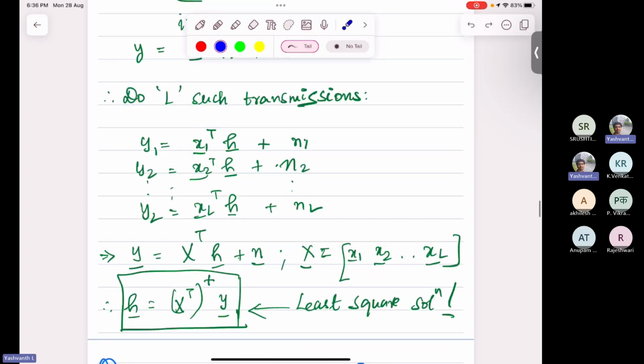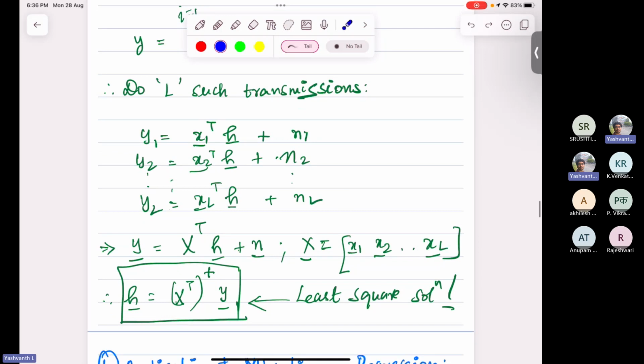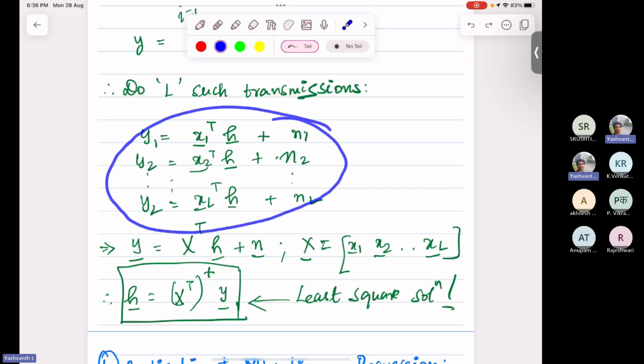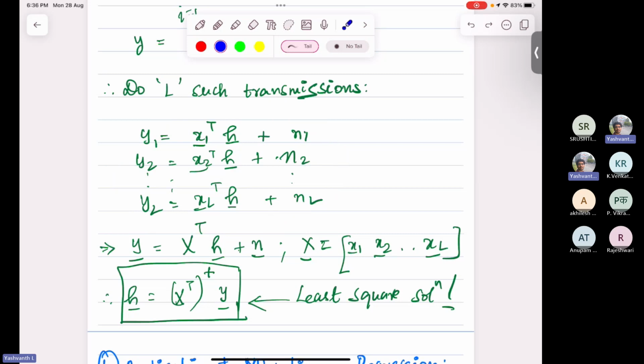So if I collect all these L transmissions, I stack them now. You see I got L such scalars, stack them as a vector y. Now I have L such transmitted vectors. There are L vectors, so I can form the matrix X like this. Collect all the L vectors and form the matrix X. H is the same as one small vector. Now again, you can collect all the noise terms as the n vector. You can rewrite all these L equations in this form: Y is equal to X transpose H plus N, where the matrix X is given by this particular concatenation.